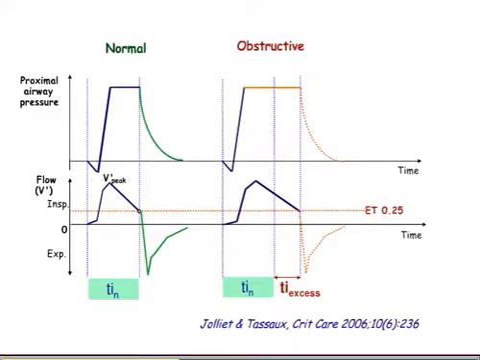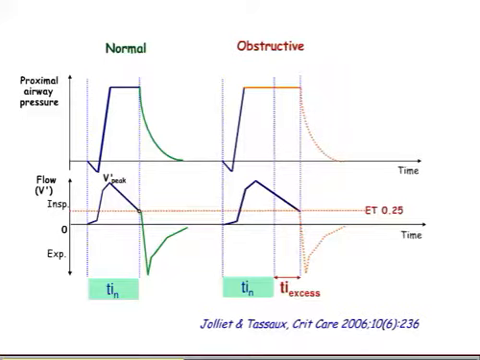Here's a little cartoon showing you a typical pressure support breath. This is the pressure, and this is the instantaneous flow. And in green here, I show you the neural inspiratory time of the patient. This is another representation of what has already been shown to you before.